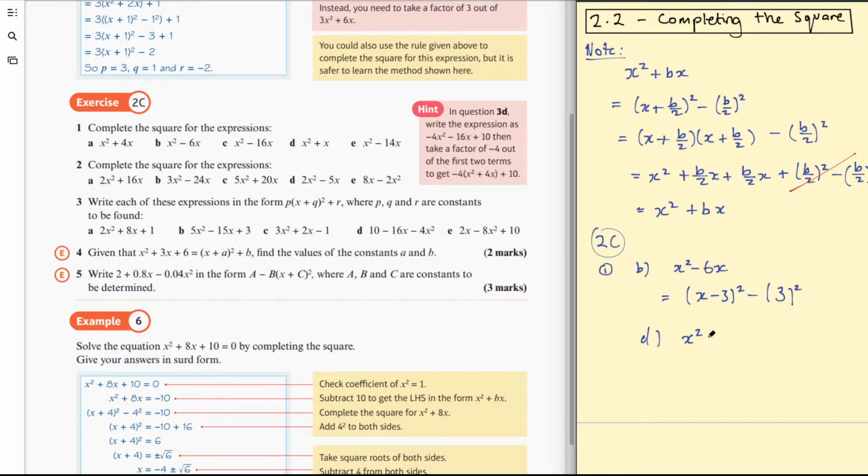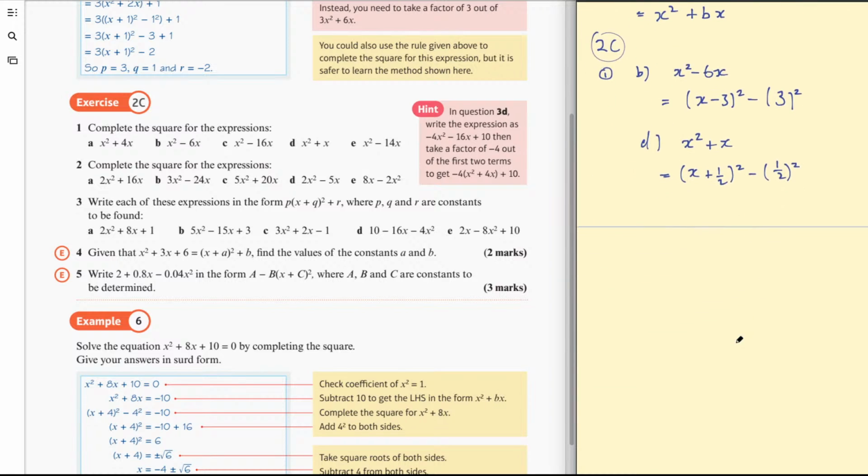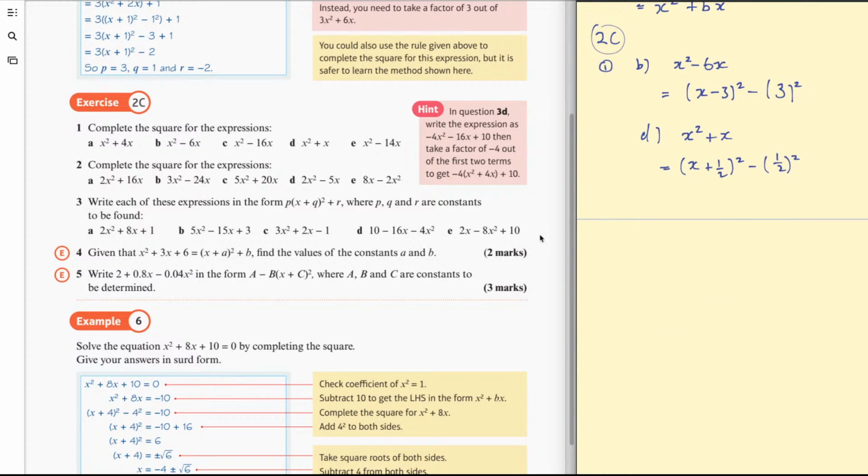D is x squared plus x. The coefficient of x is 1, so we'd write this as x plus a half, all squared, take a half squared. And if you expand that out and simplify it, you will end up with x squared plus x. Okay, on to question 2.